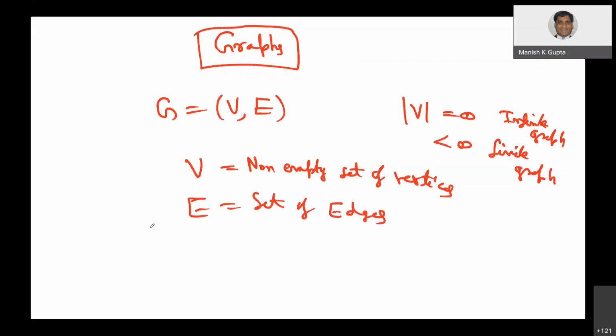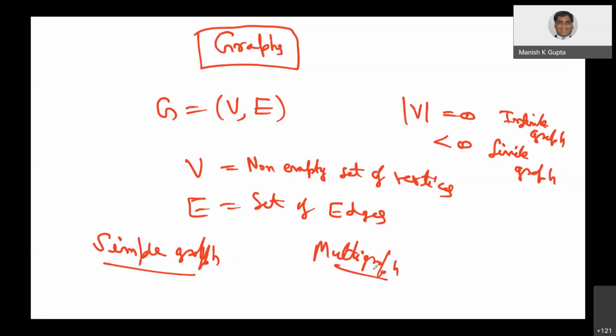Then you might have come across what is known as a simple graph. A simple graph is one where each edge connects two different vertices and no two edges connect the same pair of vertices. Then we have the multigraph: graphs that have multiple edges connecting the same vertices are known as multigraphs.